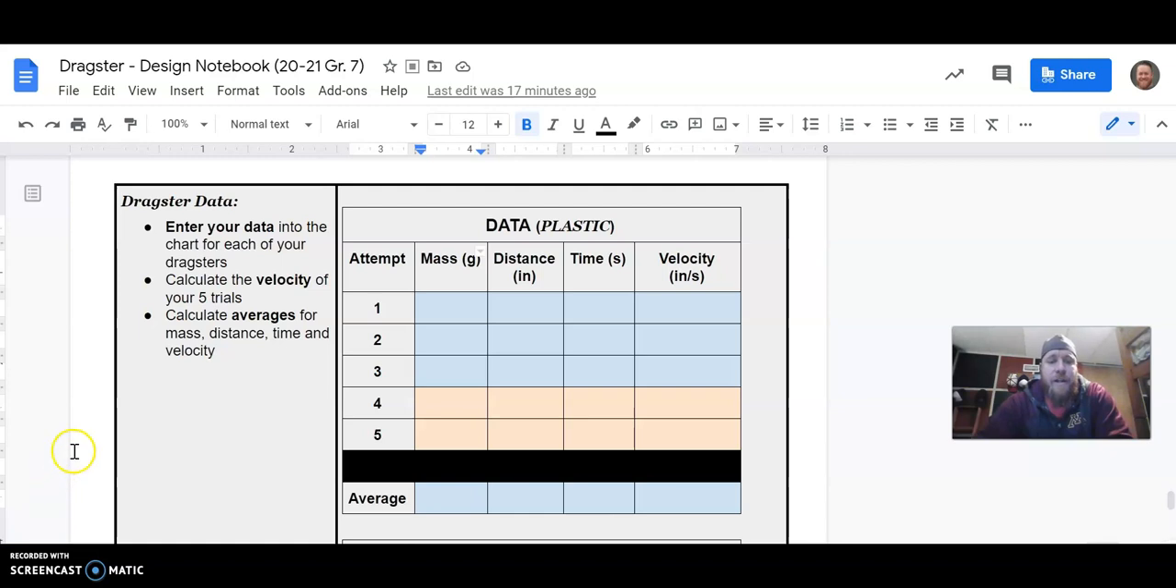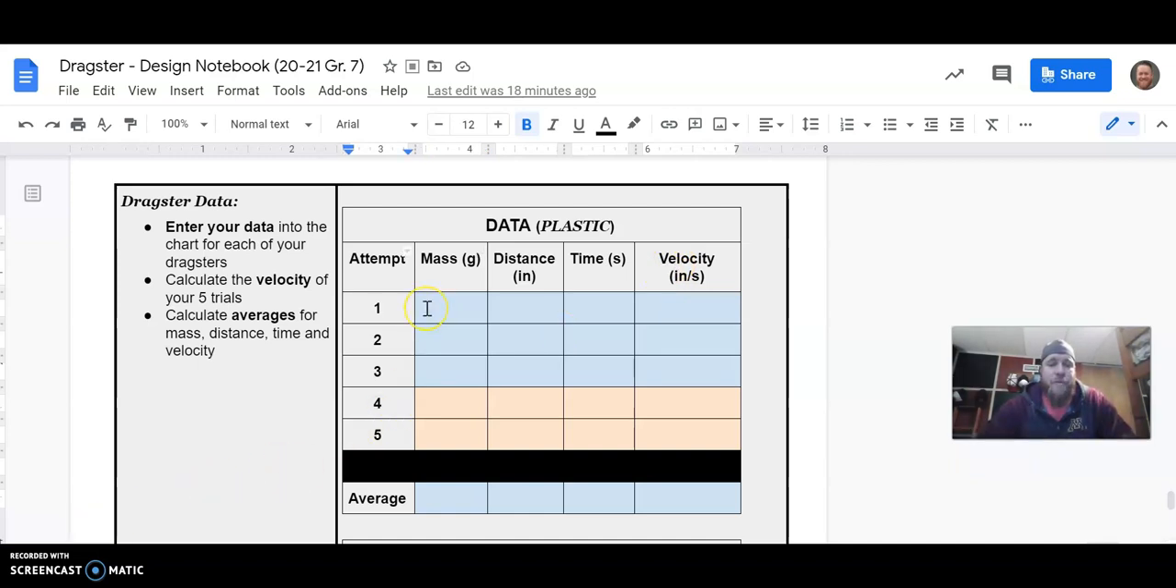So now if you are in the classroom and you are able to race your cars, you're going to use a scale to measure the mass of your car. In class, you'll find out the distance in inches of the total track. You're going to use a stopwatch to measure the time, how long it takes from when it starts to the end of the track or when it stops. And then ultimately you'll do some math and calculate velocity.